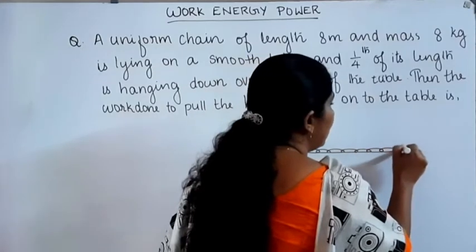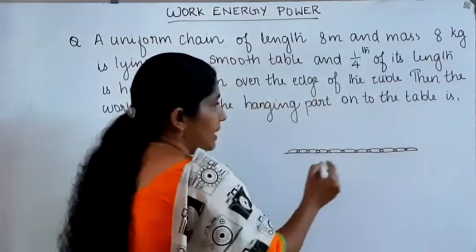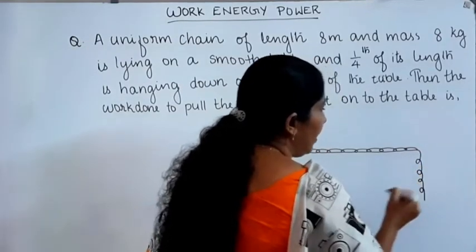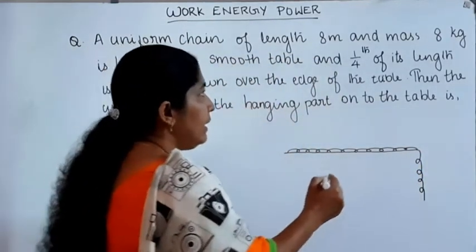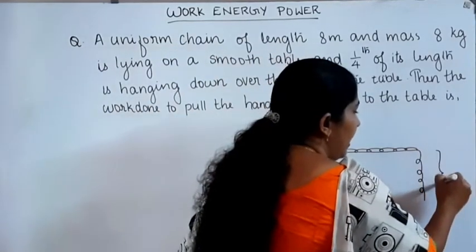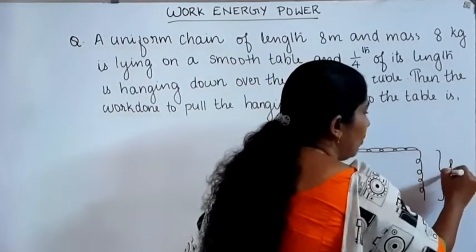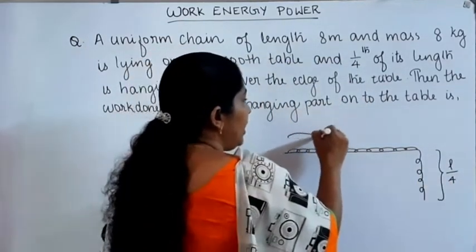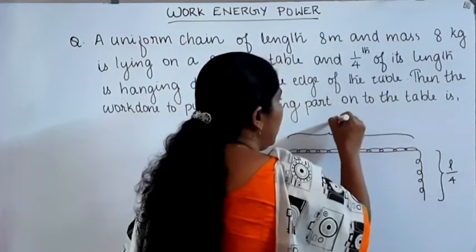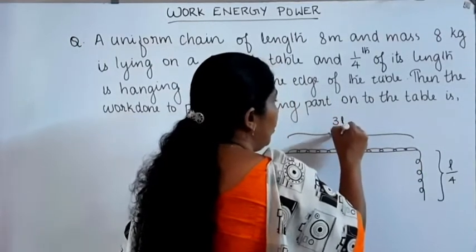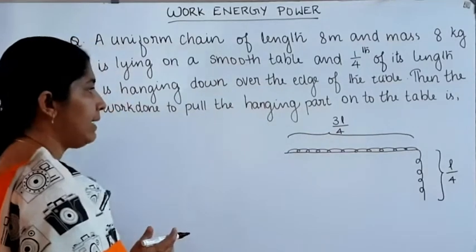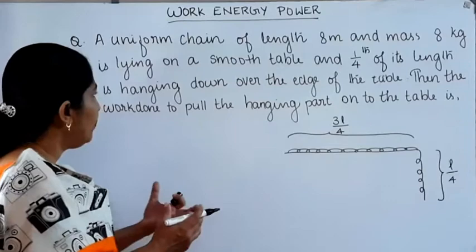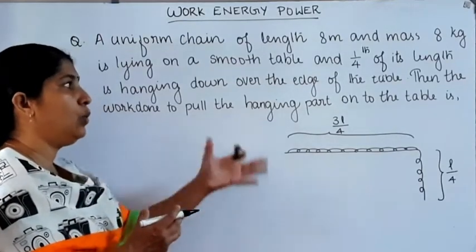Here a uniform chain has a length equal to 8 meter. One by 4 of its length is hanging down, that is the L by 4 portion. The remaining length on the table is equal to 3L divided by 4. Then what is the work done to pull the hanging part onto the table?